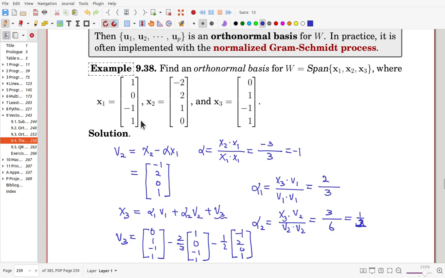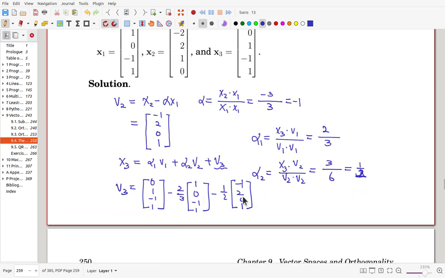an orthonormal basis. Then V1 and U1 can be gotten. The length is square root of 3, so V1 divided by square root of 3 will be U1, and the length of V2 is square root of 6, so V2 divided by square root of 6 will be U2, and after getting V3, again divided by its length, then that will be the final vector U3. So U1, U2, U3 will form a new orthonormal basis. Okay.